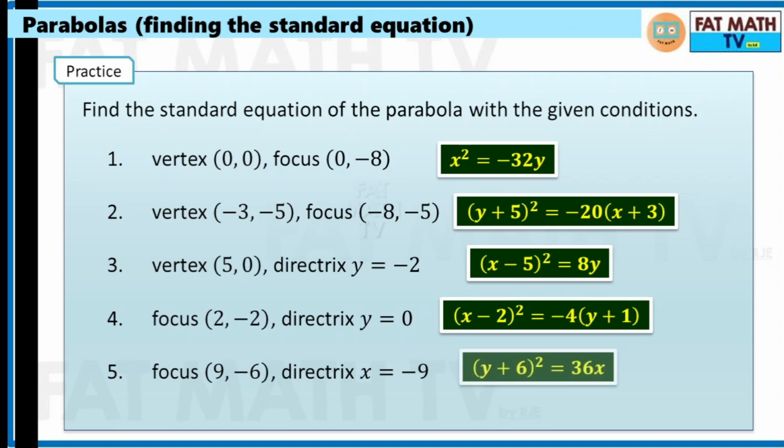Number 5, the answer here is y plus 6 squared equals 36.